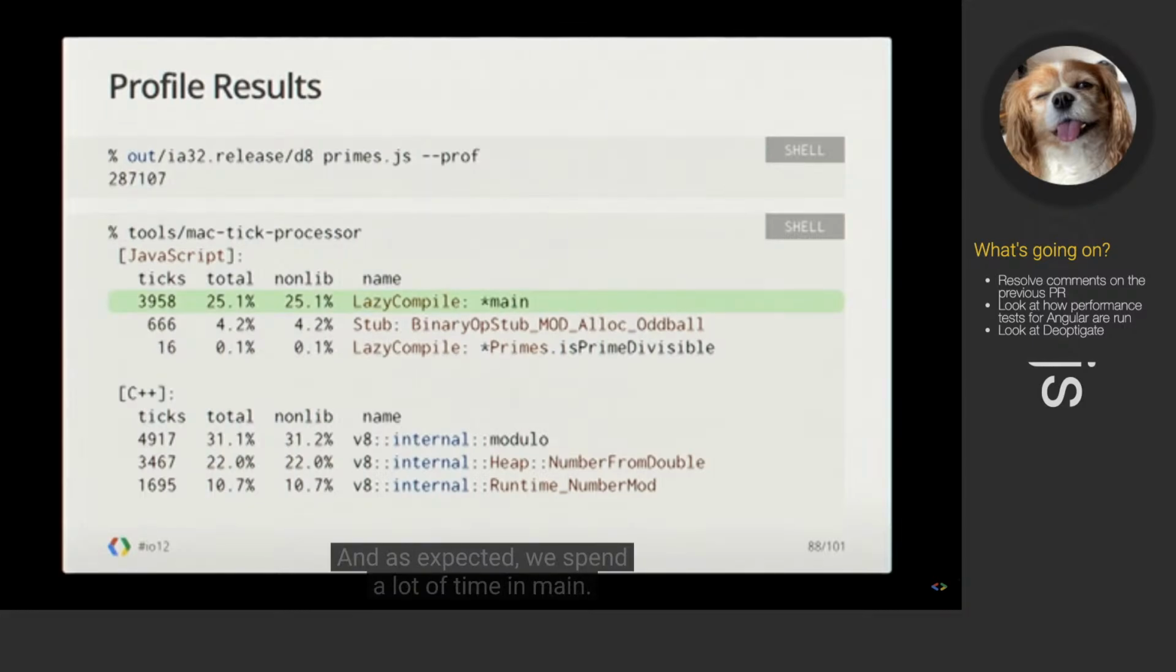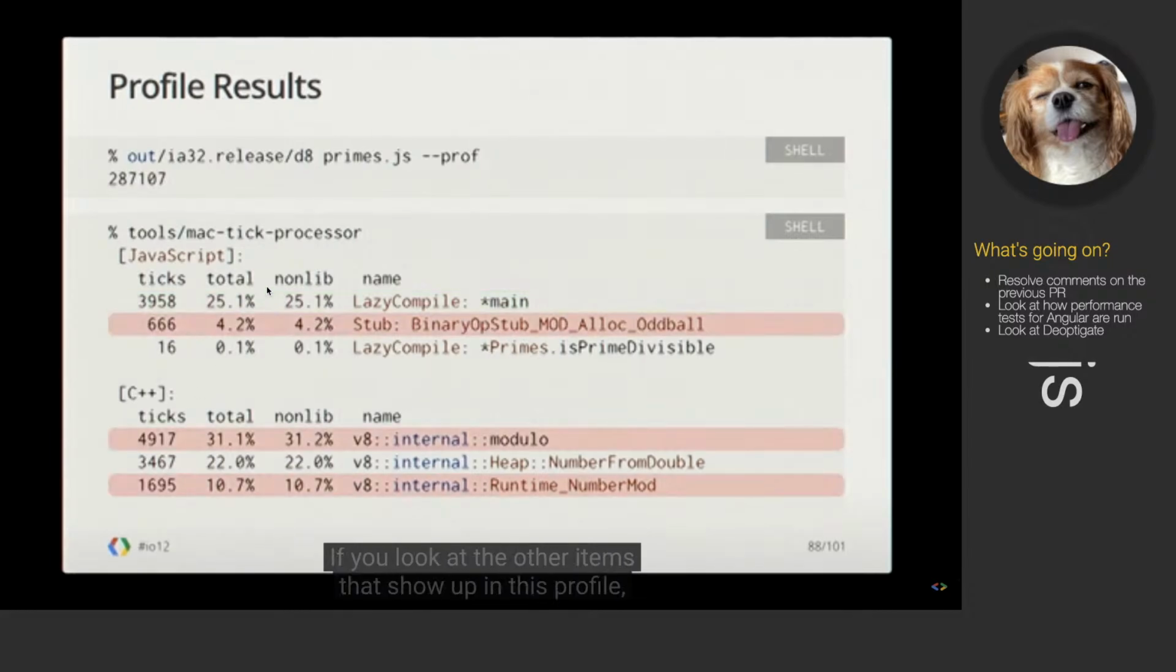As expected, we spend a lot of time in main, but it's actually only about 25%. You see there are three columns here. You see how many ticks you're spending in that routine, and you'll see what the percentage is of the overall execution time. But in this case, it's only 25%. That's weird because I expected a lot more. V8 should do a really good job on this code. If you look at the other items that show up in this profile, this is weird. We're spending time doing a binary op stub with an oddball. Remember I told you those things like true and undefined? No, we don't have that in our code.